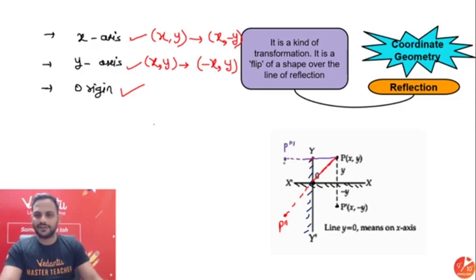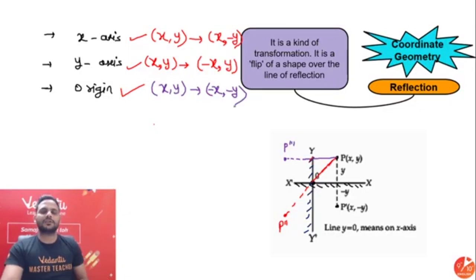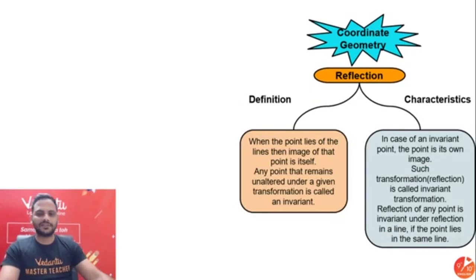So x coordinate has become negative, y coordinate has remained the same, and along the origin both x and y will change their sign. Okay, now in this there is one more important thing, that is invariant points.